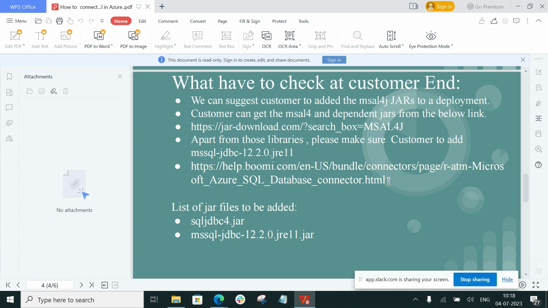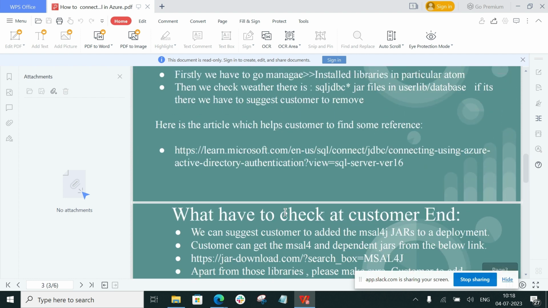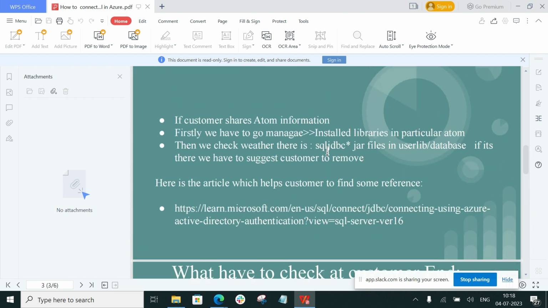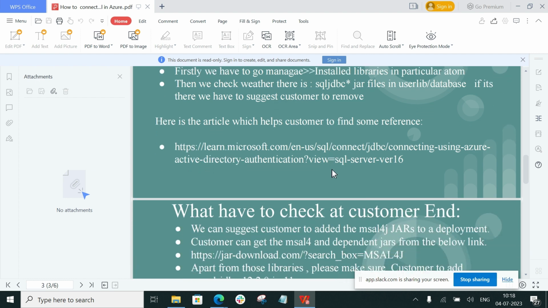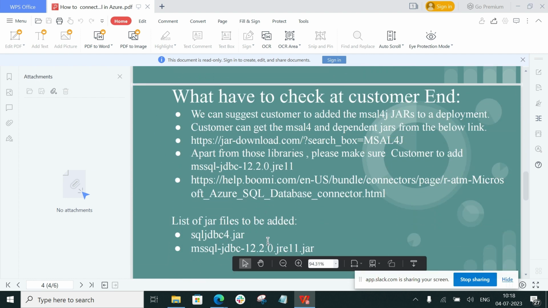Next, this is the article which provides basic information on how to add a jar file and the list of jar files to be added. Firstly, as we said, if the customer has SQL JDBC, we can remove it, and if it is not there, we can add it. We have to check on both ends. If the customer has SQL JDBC, then he can remove it and test. If the issue does not occur, it is fine. If the customer didn't have SQL JDBC, then the customer has to add this one, and also the MSSQL JDBC 12.2.0.jre11 jar file. It is the latest jar file. By adding these jar files, the customer can test the process again.